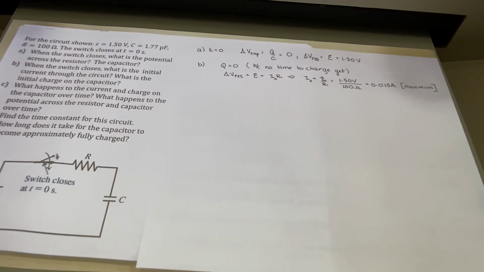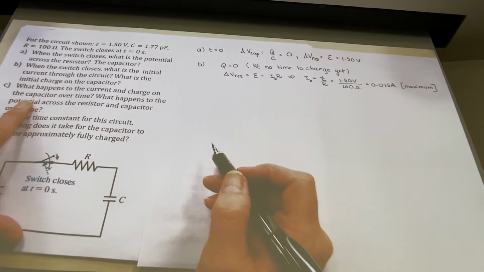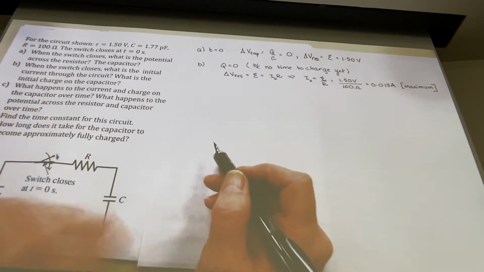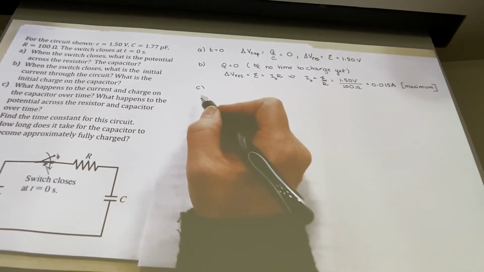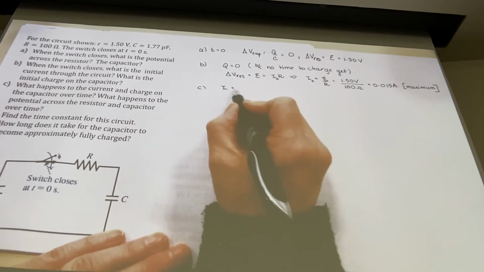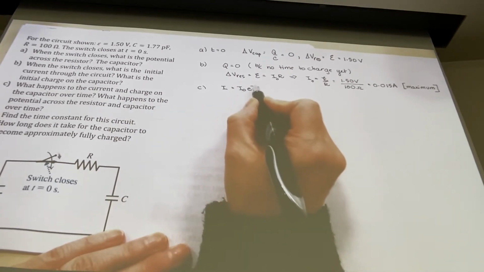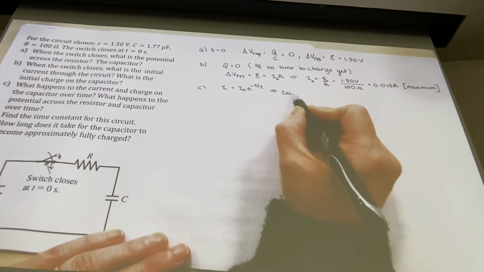Okay, so far so good. What happens to the current and charge, current through the circuit and the charge on the capacitor over time, and what happens to the potentials over time? So for part C, let's do the current first. So the current through the circuit is equal to I0 times e to the minus t over tau. This equation shows us that the current decreases.